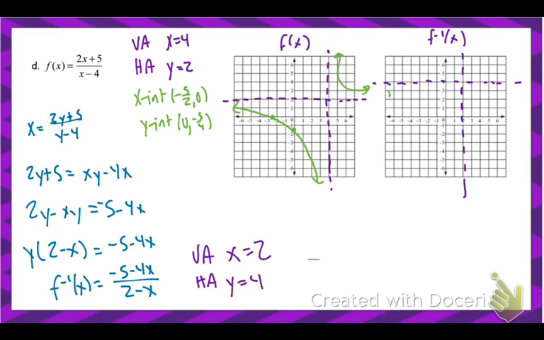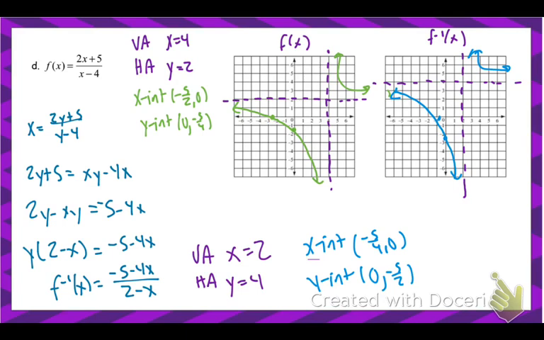We can go ahead and find our intercepts. X-intercept, we set the top equal to 0. So that's going to be negative 5/4, 0. Y-intercept, plug in 0 for all your x's, and you get 0, negative 2.5. So again, we're going to be in the bottom left and the top right quadrant.